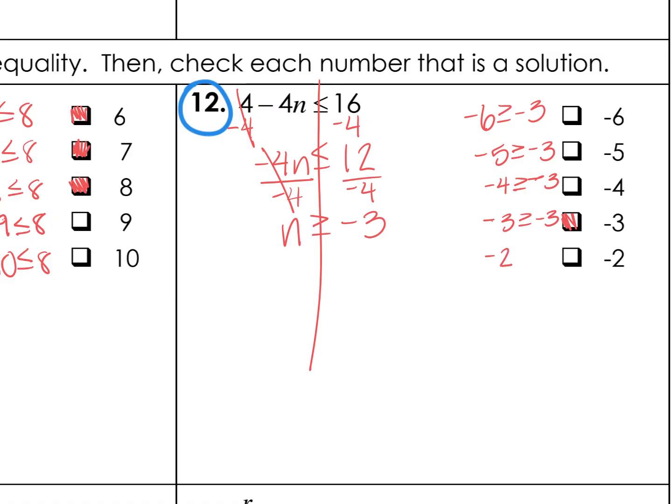Last but not least, -2 is greater than or equal to -3. That is also true because -2 is more positive than -3. It is closer to the positives. Okay, don't be afraid to use that number line if you need to.